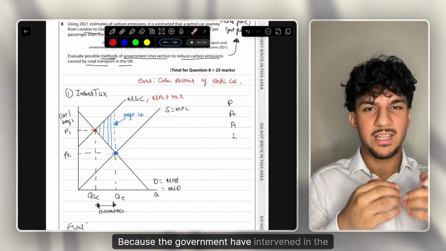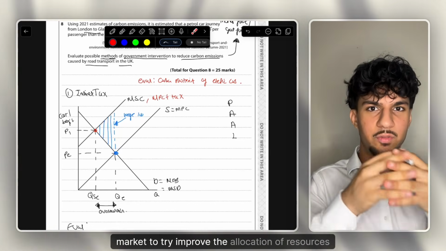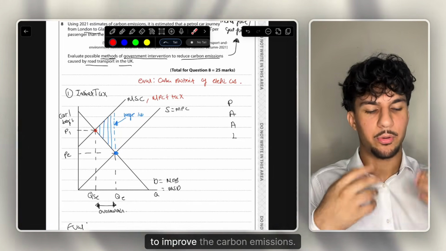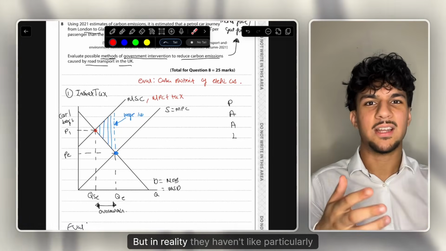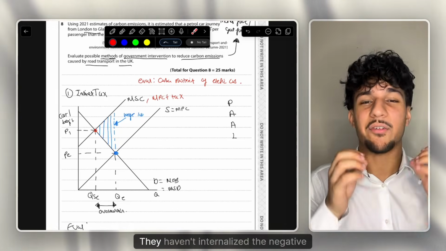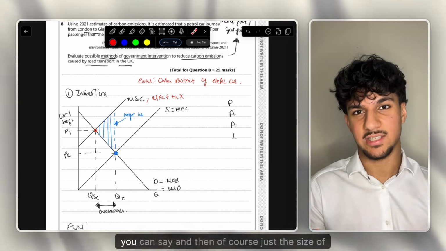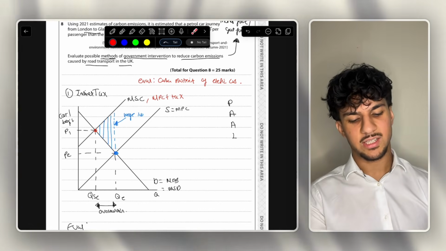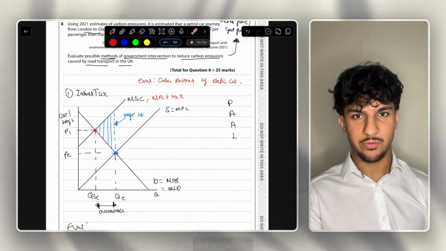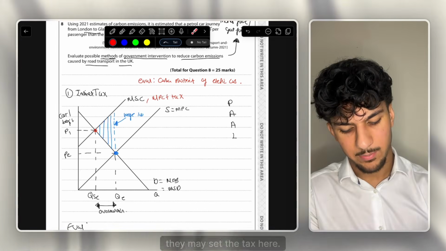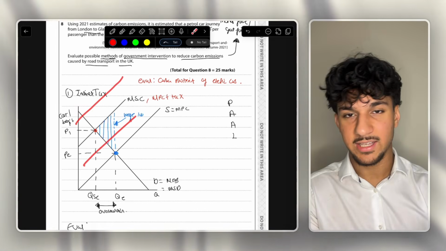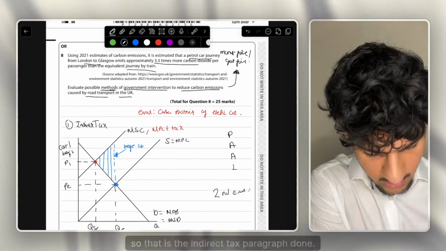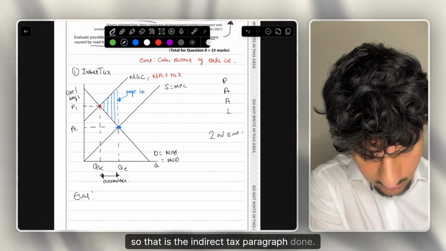Why? Because the government have intervened in the market to try to improve the allocation of resources, so improve the carbon emissions, but in reality, they haven't particularly solved it. They haven't internalized the negative externality, you can say. And then of course, there's just the size of the tax. Because the government does not have perfect information on the market, they may set the tax wrongly. Okay, so that is the indirect tax paragraph done.